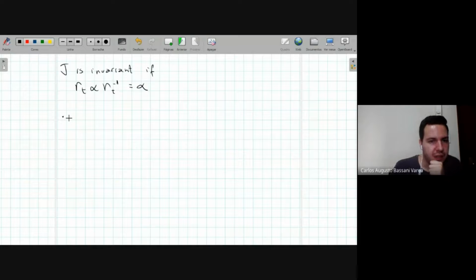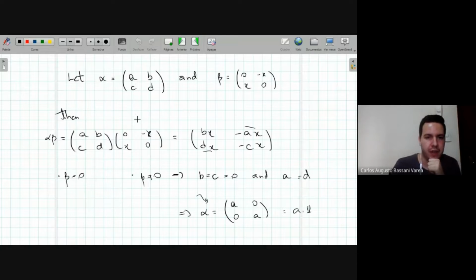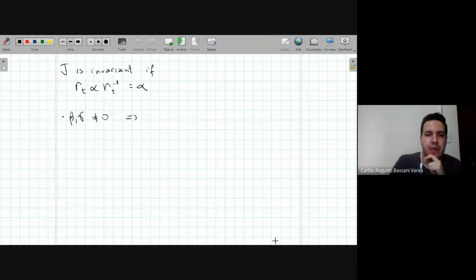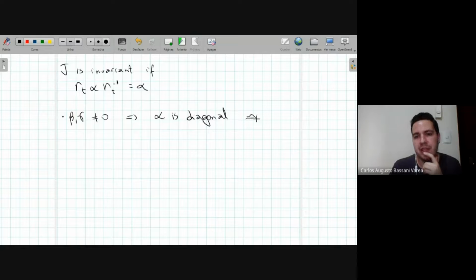If beta and gamma are non-zero, we saw in here that alpha has this form, so it's a diagonal matrix. A diagonal matrix will commute with RT. So alpha is diagonal, which means that it satisfies this condition trivially. It's okay.